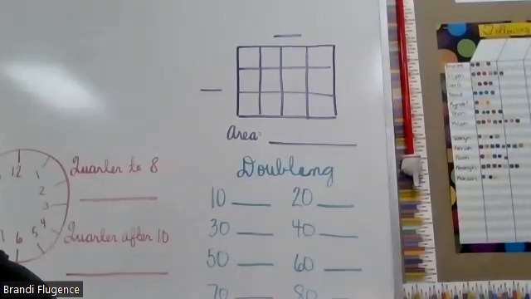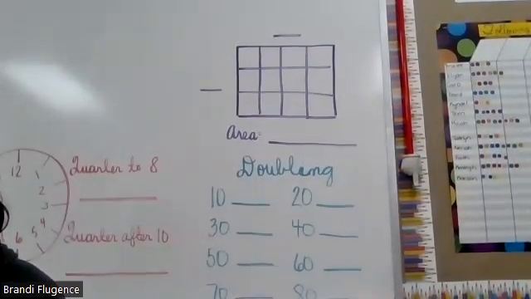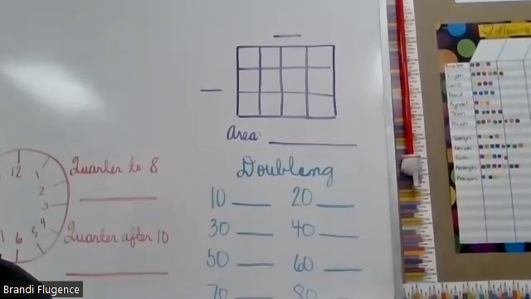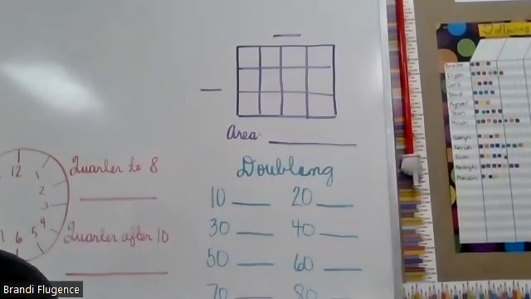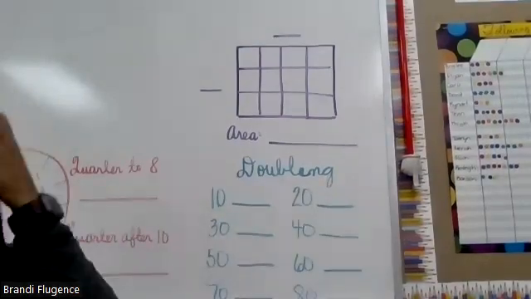4 times 3 equals 12. 3 times 8 equals 24. 5 times 0 is 0. 2 times what? Not 14. 6 plus 6. 2 times 6 is 12. 4 times 5 equals 20.